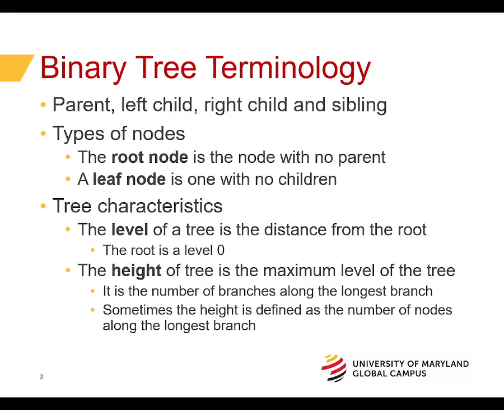There are a number of other terms that are also important. Because every node can only have one parent, parent uniquely defines that node. But because there can be 2 children, they are distinguished by left and right child. Siblings are nodes with the same parent.